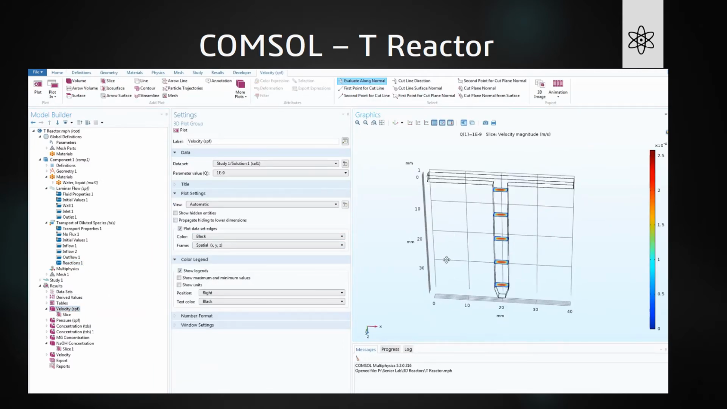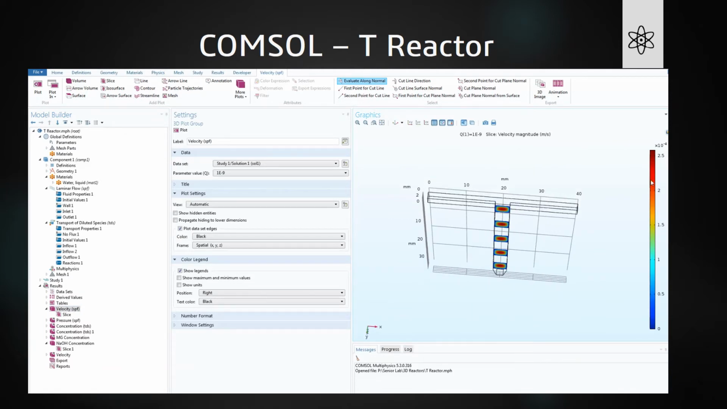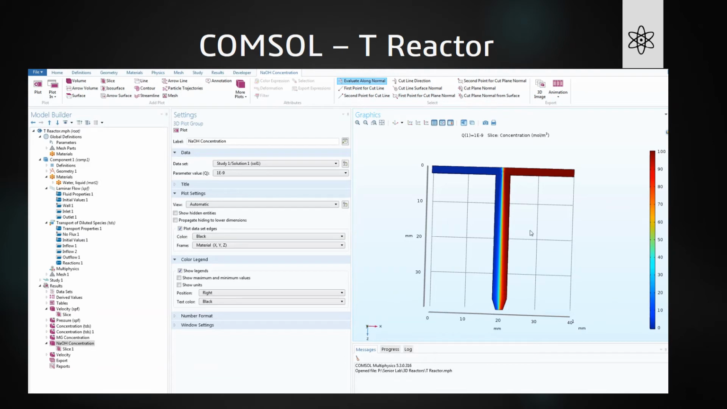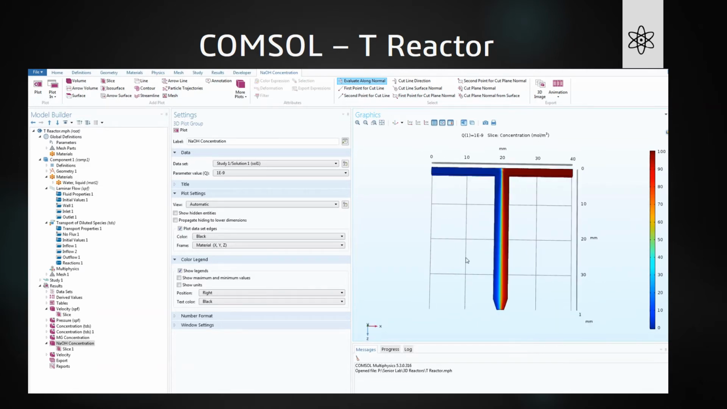This is the velocity profile. As you can see, the flow is highest in the middle, and this follows the no-slip boundary condition. Finally, we can see the concentration profile for NaOH. As you can see, there is minimal mixing in the T reactor. These COMSOL modules are applied to the other 3D reactors, except for the cylindrical reactors, because of the complex helix shape.